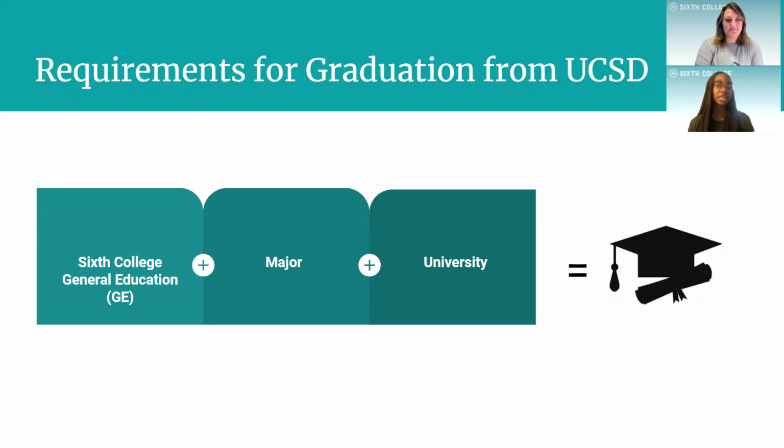There are three key areas that you'll need to complete in order to graduate from UC San Diego. As an incoming transfer sixer, you're responsible for completing the Sixth College General Education requirements, also referred to as 6 GEs, your major requirements, and the university requirements, which are required for all UC San Diego undergraduate students.